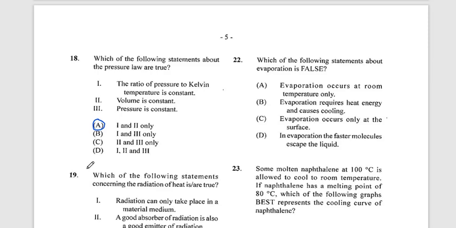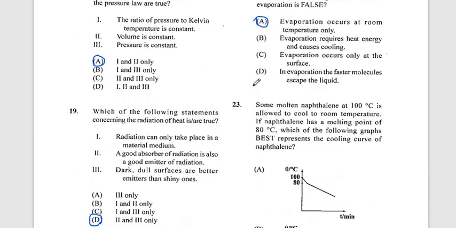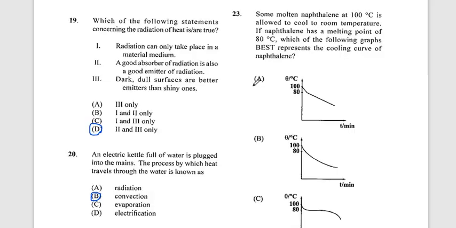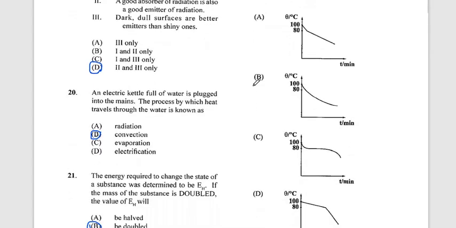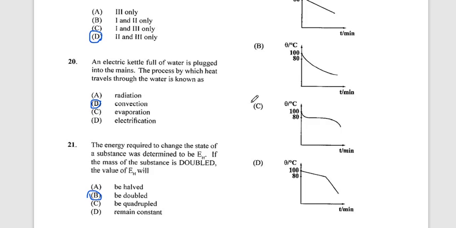Number 22. Which of the following statements about evaporation is false? A. Evaporation occurs only at room temperature. Number 23. Some molten naphthalene at 100 degrees Celsius is allowed to cool to room temperature. If naphthalene has a melting point of 80 degrees Celsius, which of the following graphs best represents the cooling curve of naphthalene? This would be C.